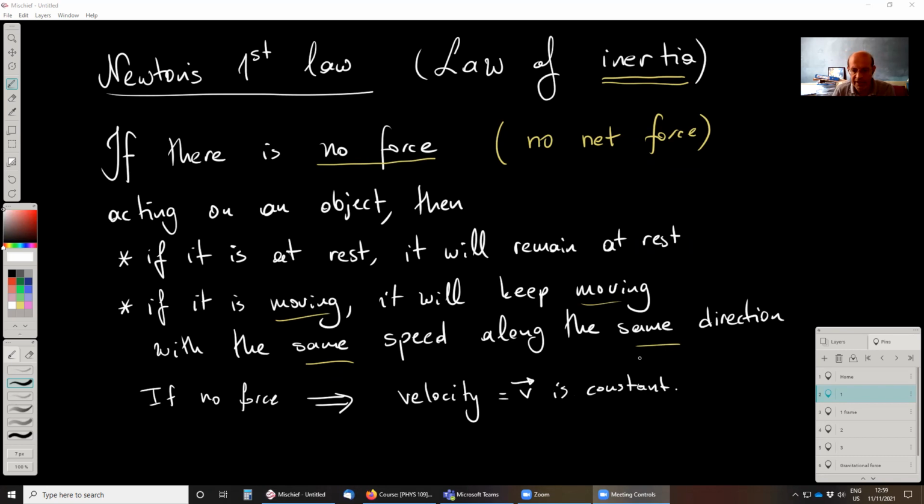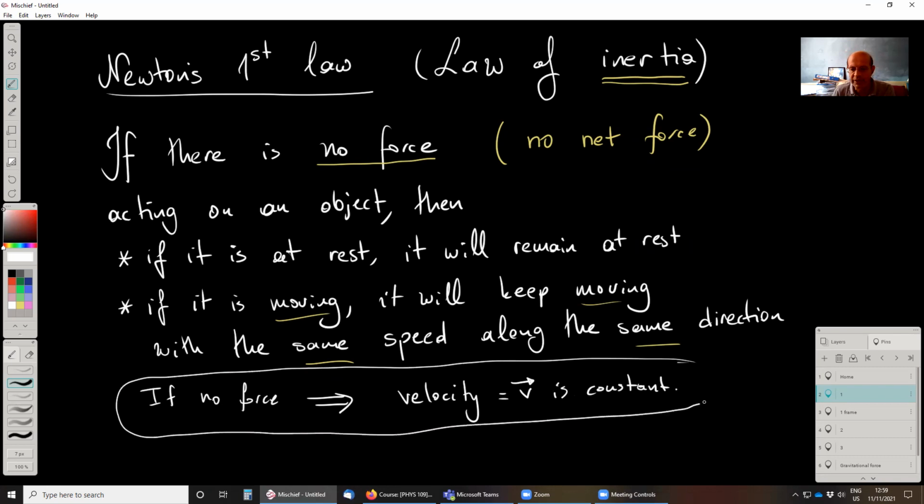Okay, so here, the first law basically says that this is the usefulness of some mathematical concepts, and that's the place where the vector concept is useful, right? It's the vector velocity which is constant, because within the statement it says that the direction of the velocity is also the same if there's no force, right? Just keep this in mind.